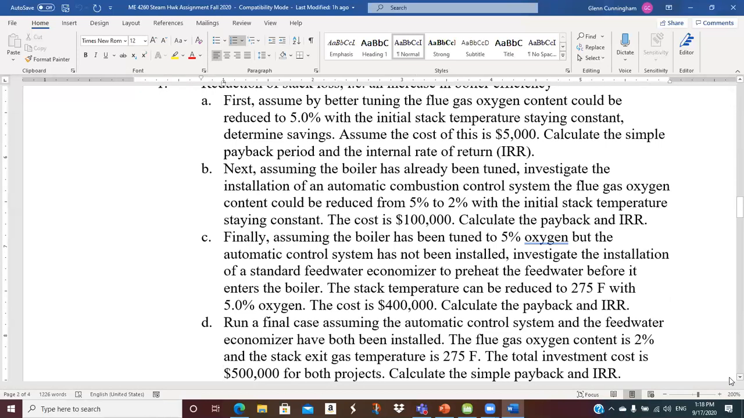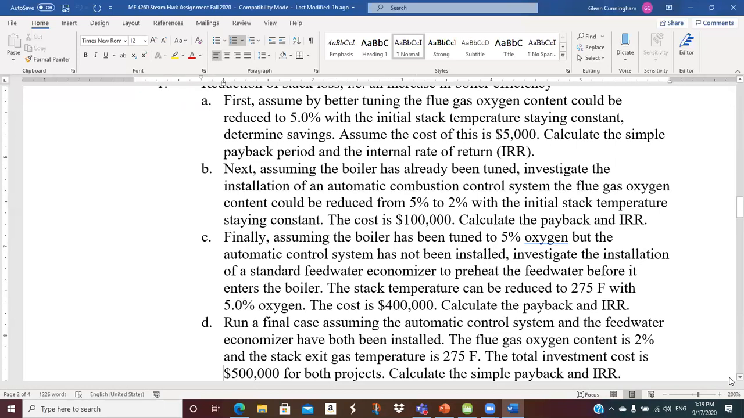If you look in Excel, just Google or look on YouTube, there's an internal rate of return function in Excel. I'll show it to you, but I'm running out of time today. It's not hard to use, but it's a good tool for you to learn about. So we'll do that. Okay, let's see.